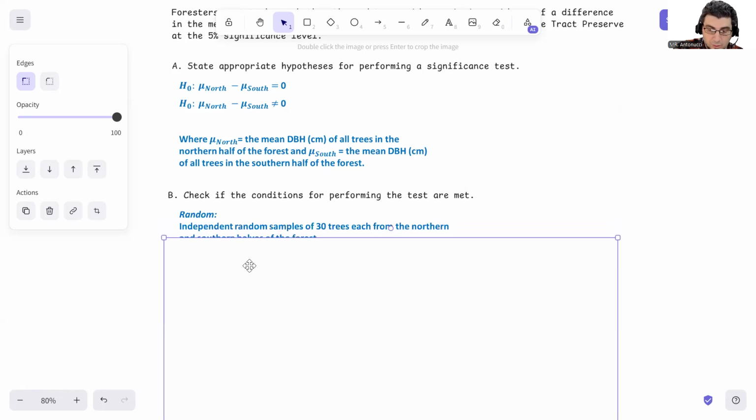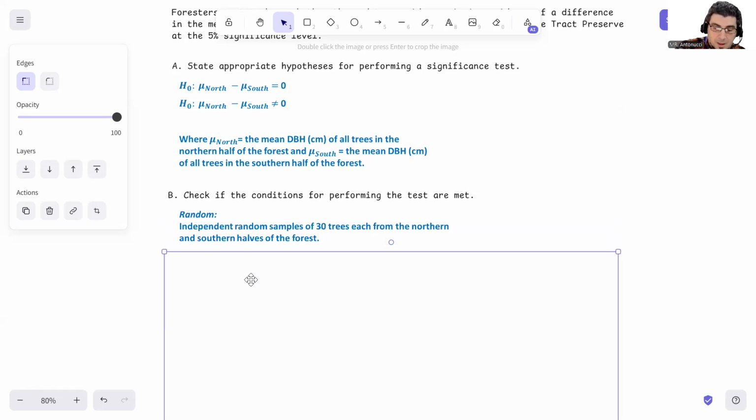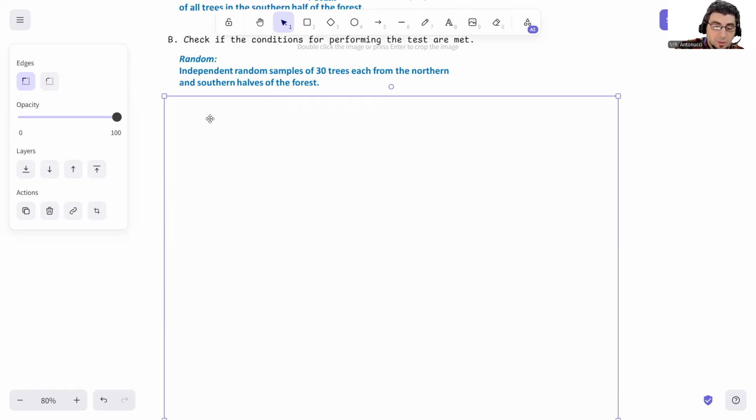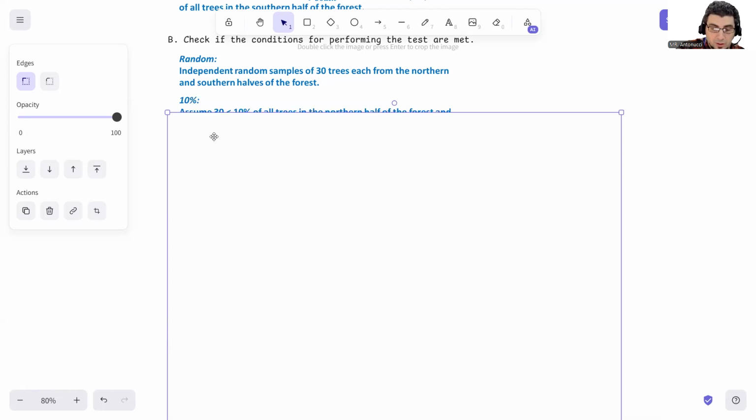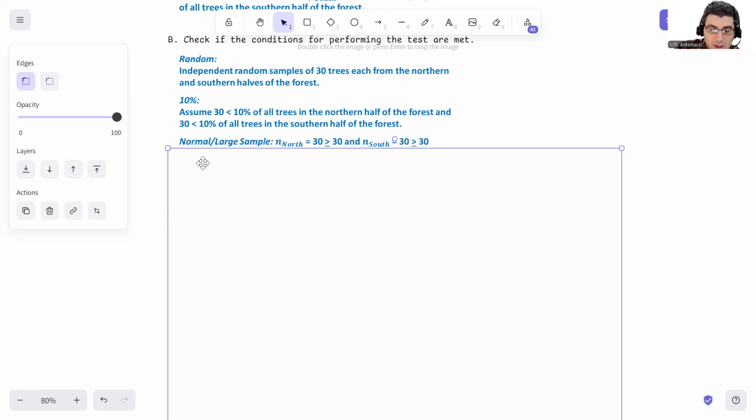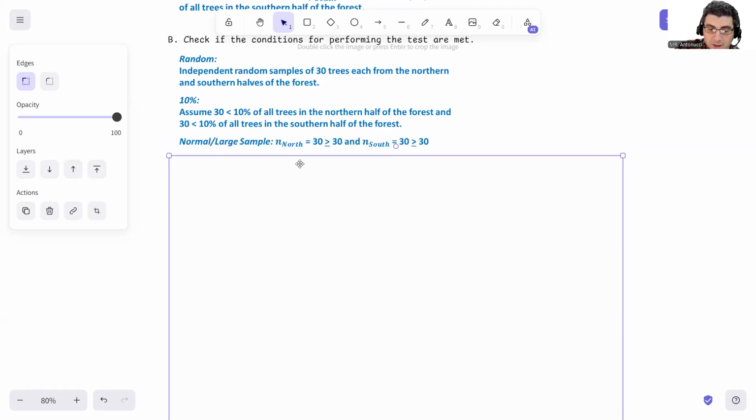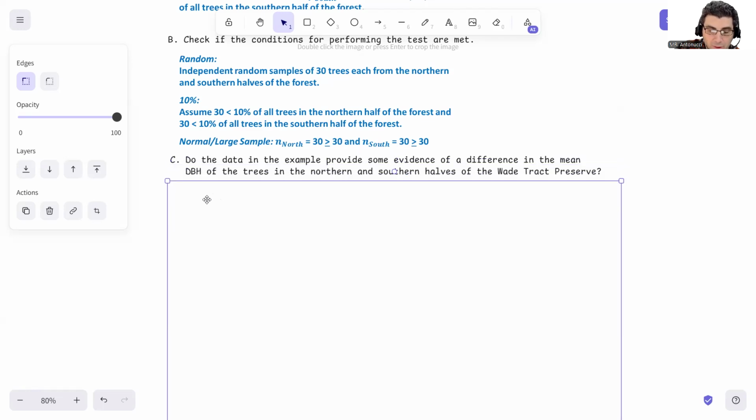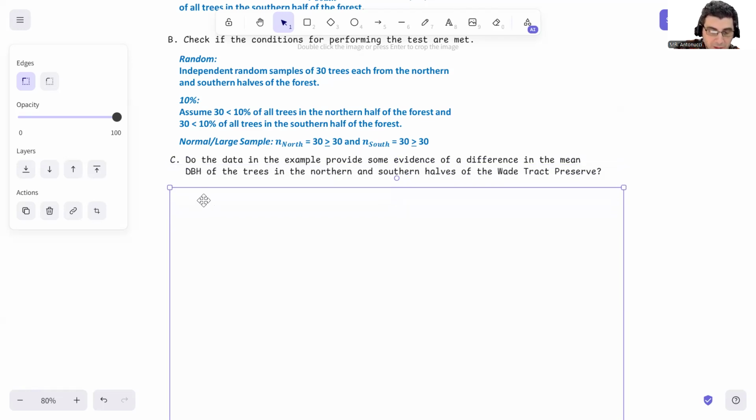Then we want to check that the conditions are met for performing the test. Well, you've got to go through the random condition. You had independent random samples of 30 trees from the northern and southern halves of the forest, so that's good. 10%: it's reasonable to assume that both samples of size 30 are less than 10% of all the trees in the northern and southern halves of the forest. And the normal/large sample condition: since both samples are 30, that just meets the qualification for the sample size being at least 30.